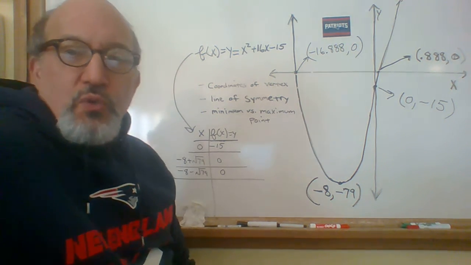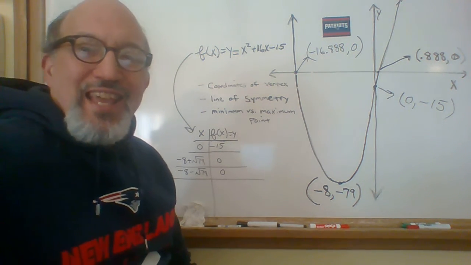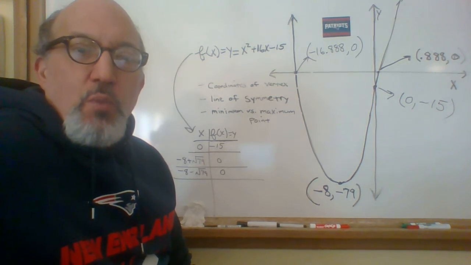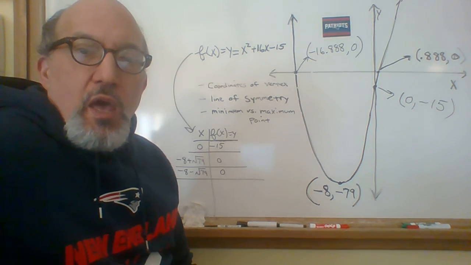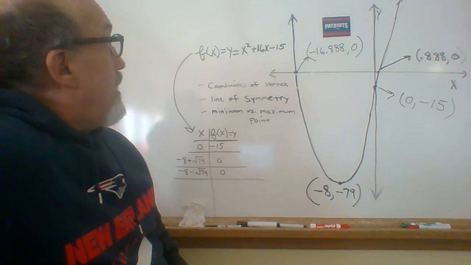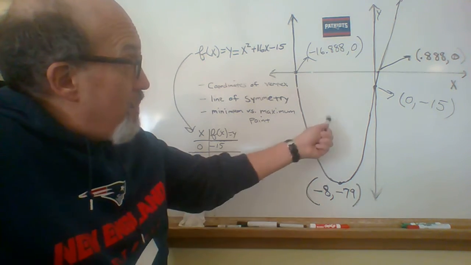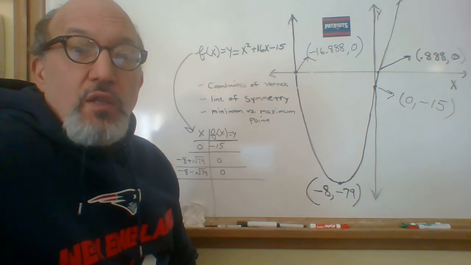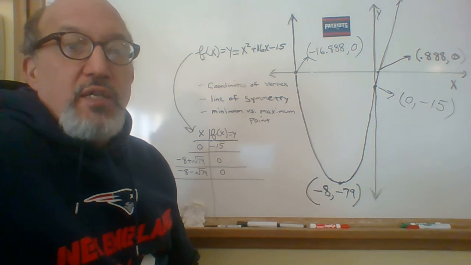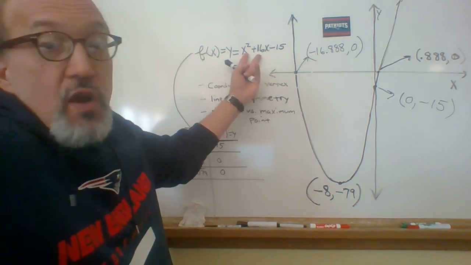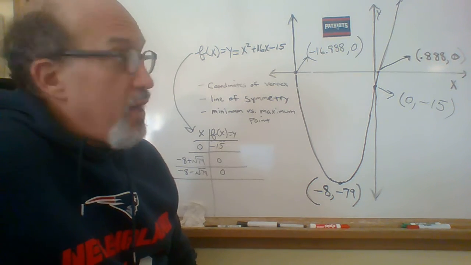Hello, Algebra 1 students. We're going to continue rolling with this same quadratic function and learn even more about it. F of x equals y equals x squared plus 16x minus 15. I've kept my extremely crude drawing on the board here. You should have desmos.com in front of you to look at a very nice graph of this quadratic function.